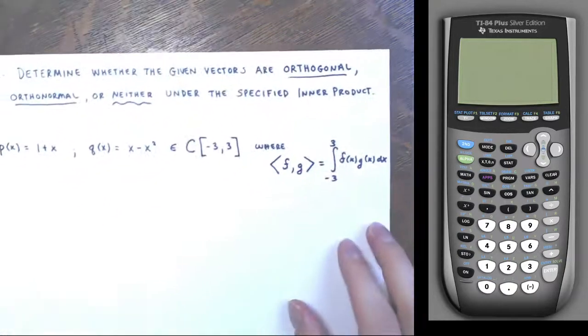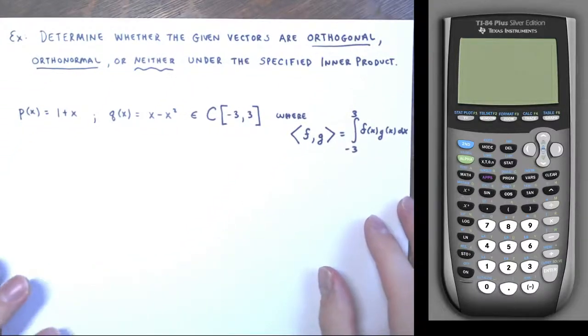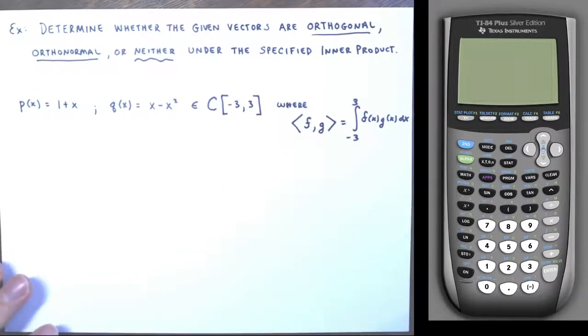And that's what I have for the last couple examples in this video. So we're looking at different inner product spaces this time, so not just R2 or R3 or something like that.